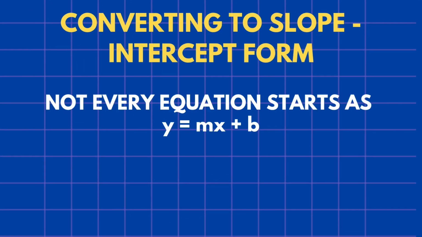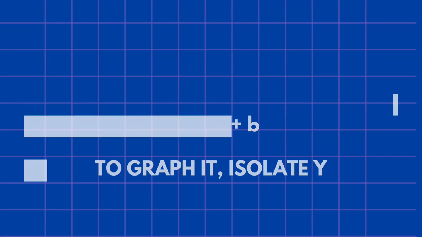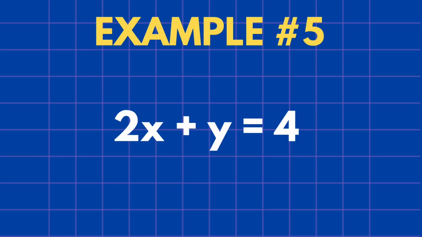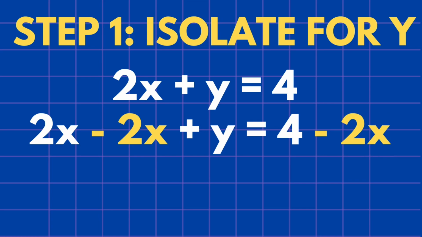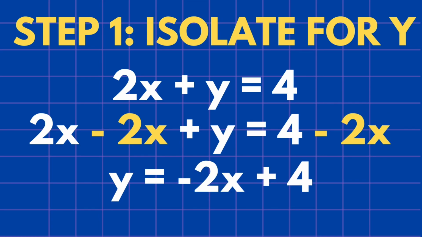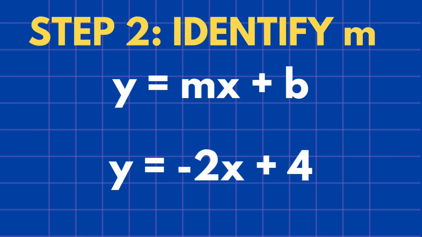Not every equation's already in the form y equals mx plus b. To graph it, we need to isolate y first. Let's look at an example to learn this. Graph the equation 2x plus y is equal to 4. First step is to isolate y. To do so, we'll subtract 2x from both sides. This leaves us with y is equal to minus 2x plus 4. Now the equation's in a format that we are familiar with, and we can proceed with our usual process.